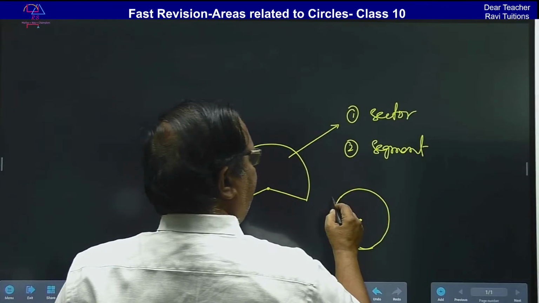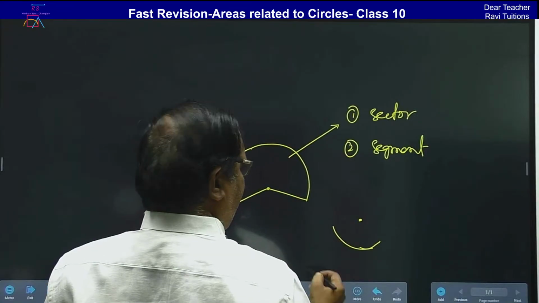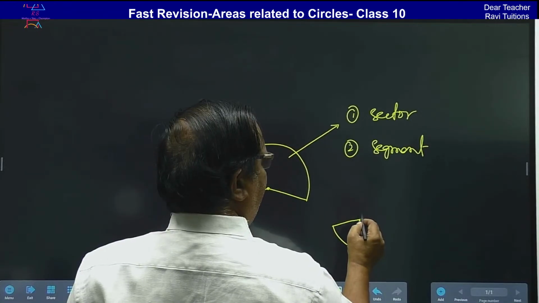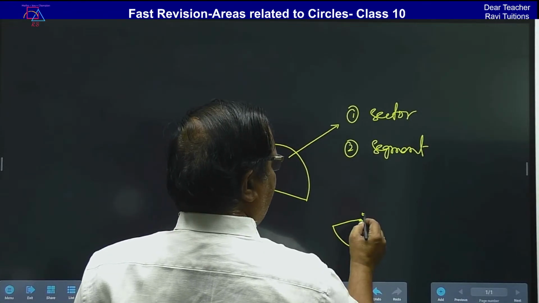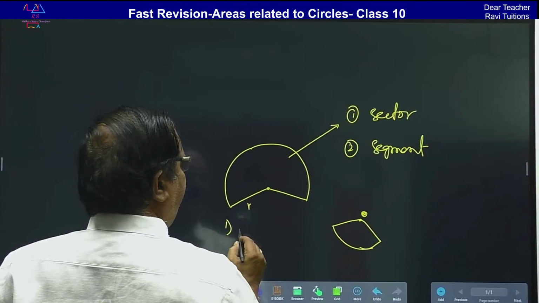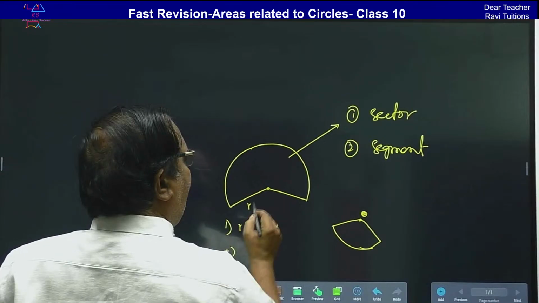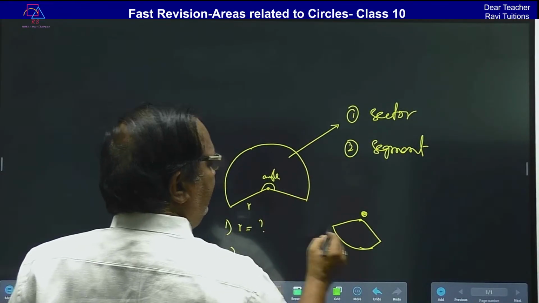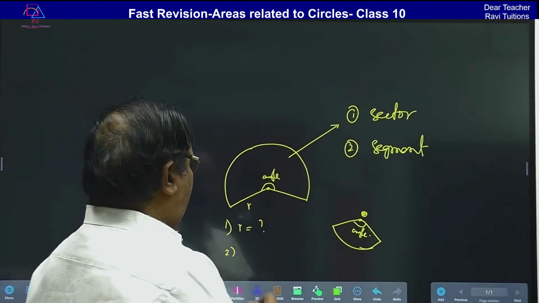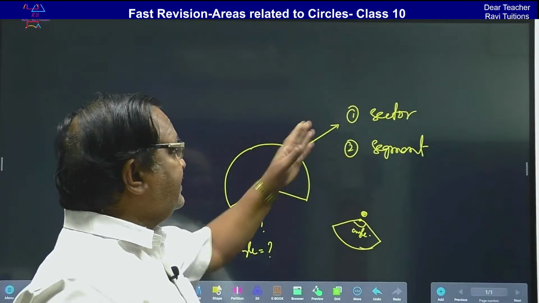That means if you cut a circle, this is a circle, but the center should be there, and then you make it like this, and this is a sector, this is the center. Every sector will have two things: a radius and an angle. This is the angle of the sector. These are the two measurements that every sector has.